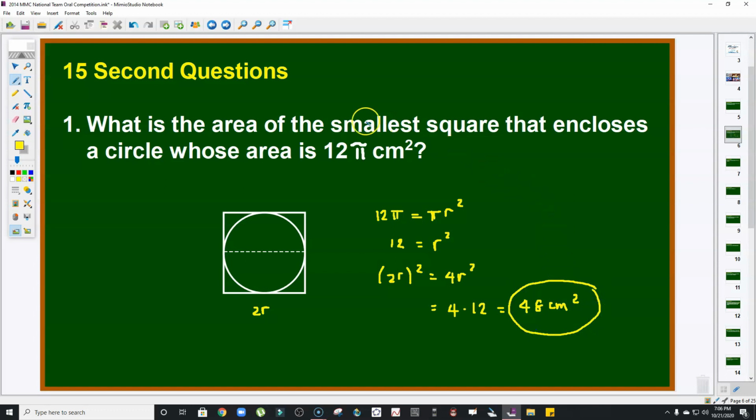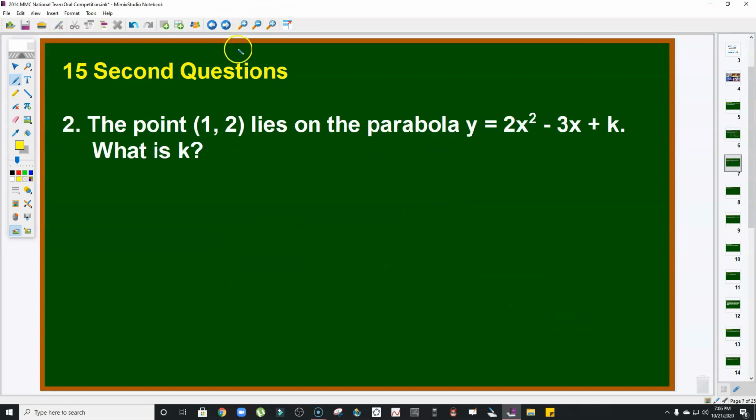See that? Problem number 2. The point (1, 2) lies on the parabola y equals 2x squared minus 3x plus k. The question is, what is k? Since the point (1, 2) is on the parabola, we simply substitute 1 and 2 in place of x and y respectively. So that is 2 equals 2 times 1 squared, that's 2, minus 3 times 1, plus k. Since this is negative 1, therefore k is equal to 3. See that?